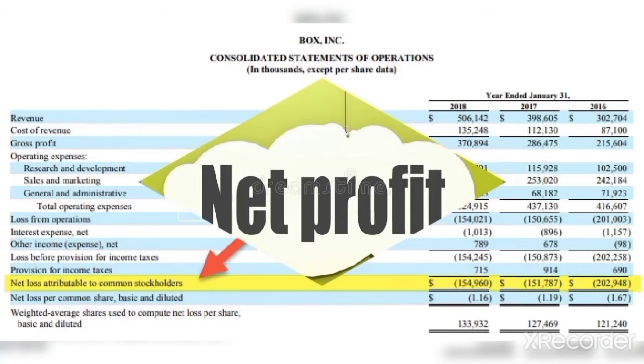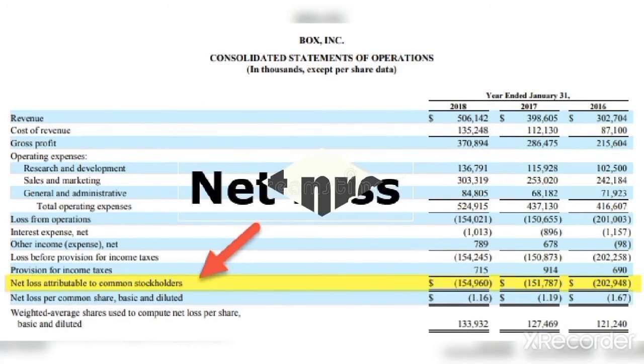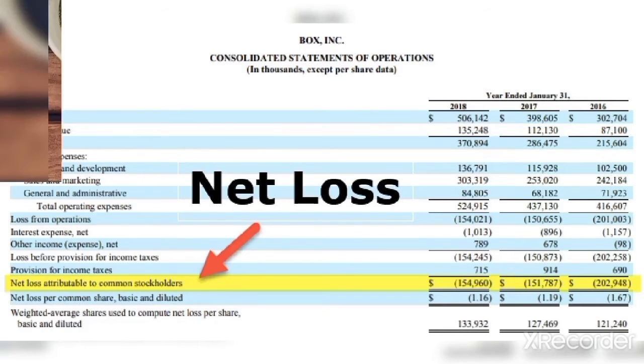And the next is net loss. Net loss occurs when the debit side is greater than the credit side. Do not forget, in profit and loss account, we debit all expenses and then we credit all incomes.